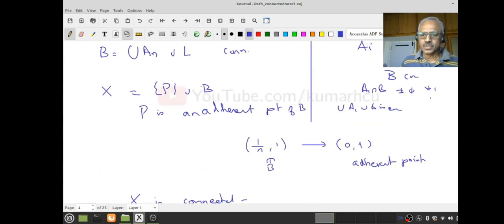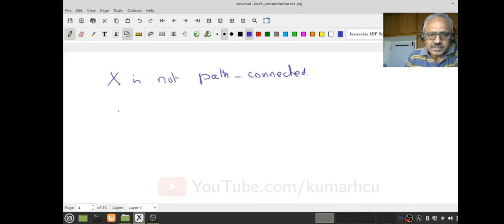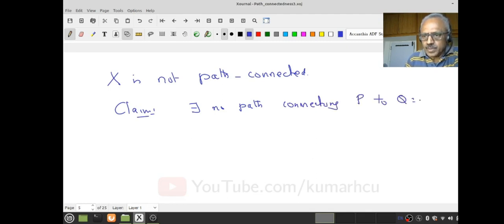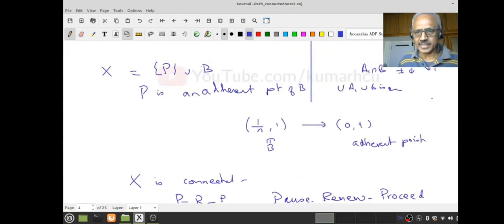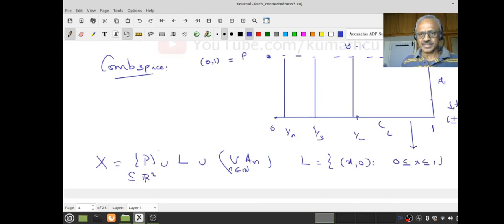So what we claim is, there exists no path connecting P to Q, where Q is (1, 1). In fact, I could have taken any point of X other than P. Don't worry, it's not going to be path connected. Once you go through this proof, you will understand. There is no speciality about my Q. Q could be any point of X other than P.